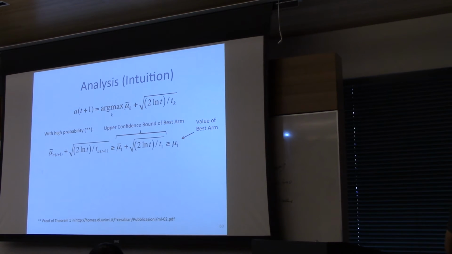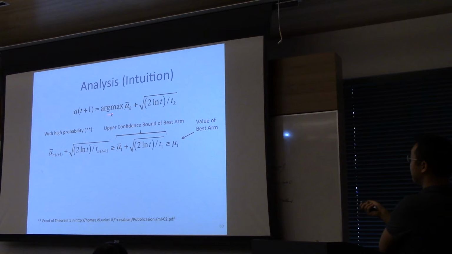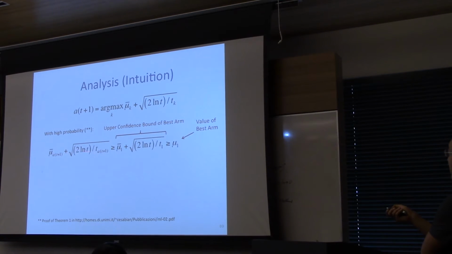Simple analysis. Let A of t+1 be the action at time step t+1, the one with the highest sum of empirical average reward plus this interval. Then with high probability, you know that this guy is greater than this guy. Assume without loss of generality that the first arm is the best one, so we ordered it. Because this arm was chosen, it must be higher than this one. This is the empirical mean, and because this is an upper confidence bound, this must be higher than the actual mean of the best arm. Right?